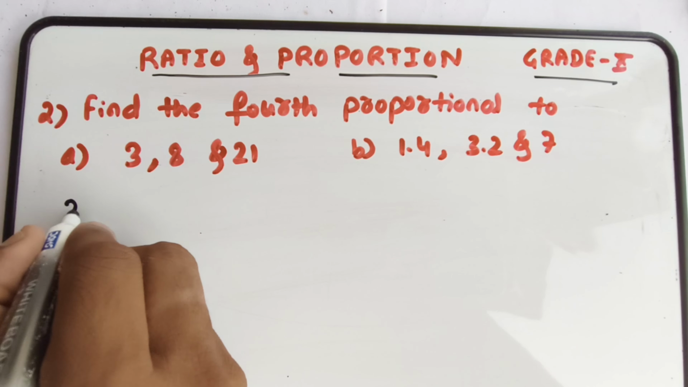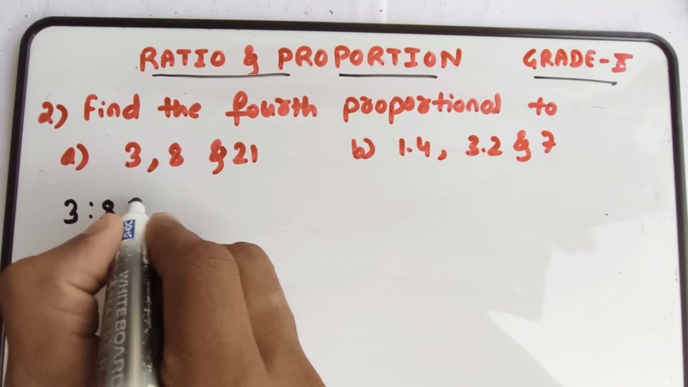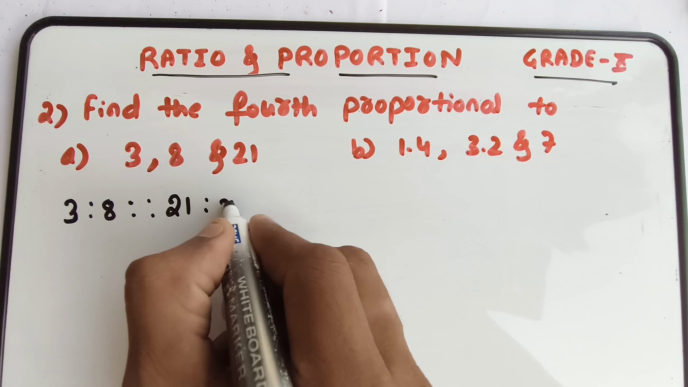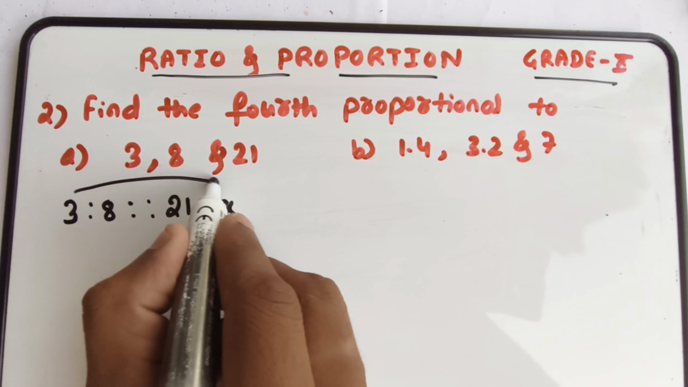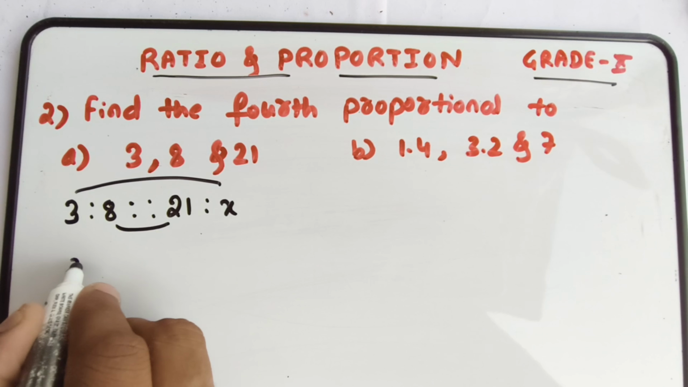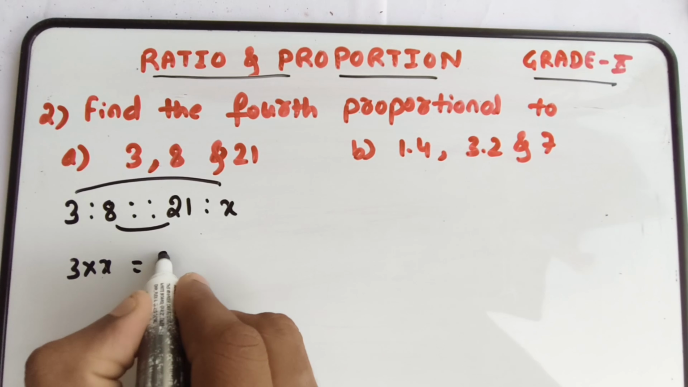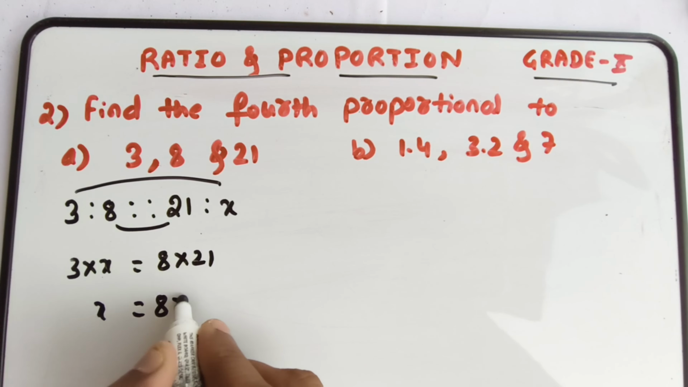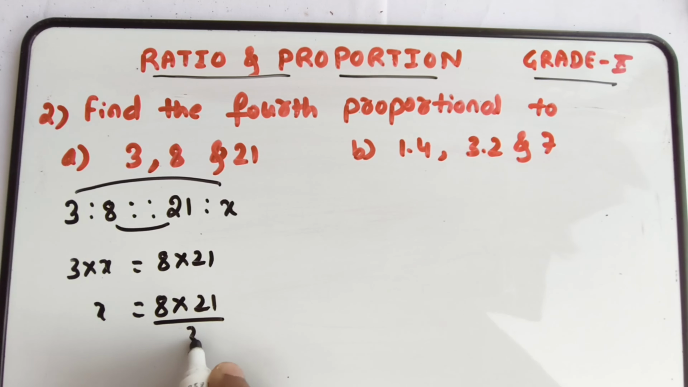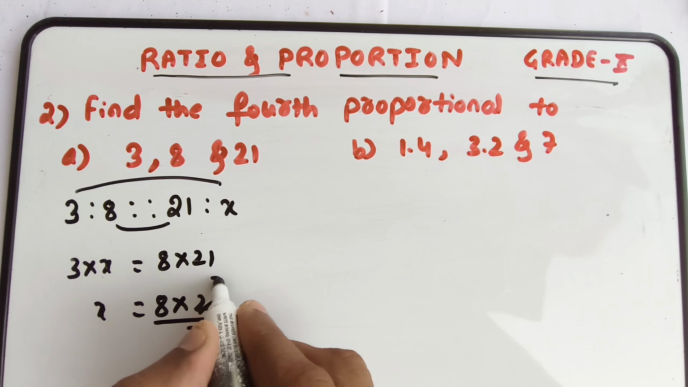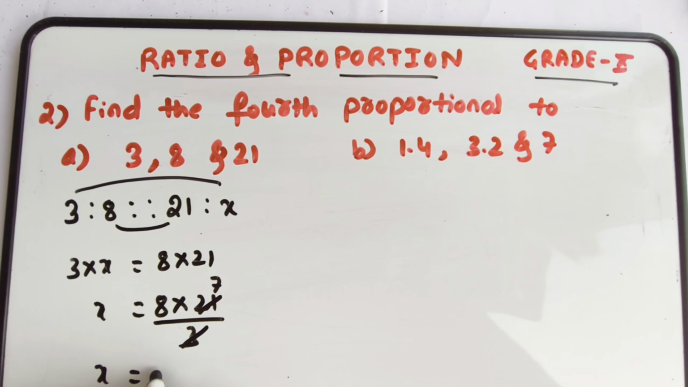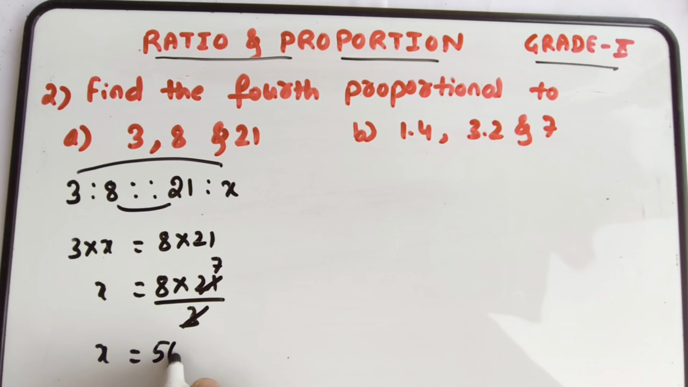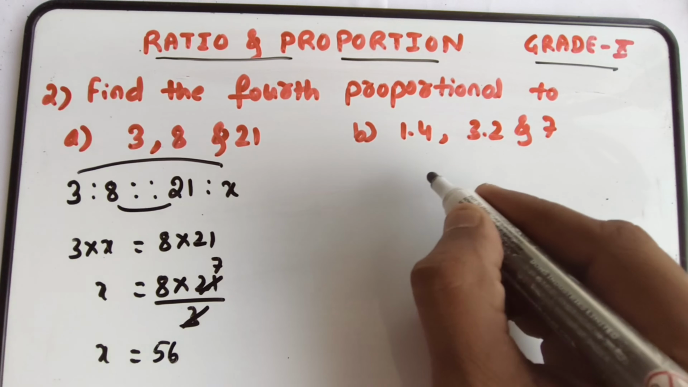Find the fourth proportional to. The most important part of this video is finding the fourth proportional. Whenever three numbers are given, if we are asked to find the fourth proportional, make the fourth number as x. Again, multiply the extremes and means and make them equal. Therefore, x is equal to 3 sevens are 21, 8 sevens are 56. 8 into 7, 56. The value of x is 56.